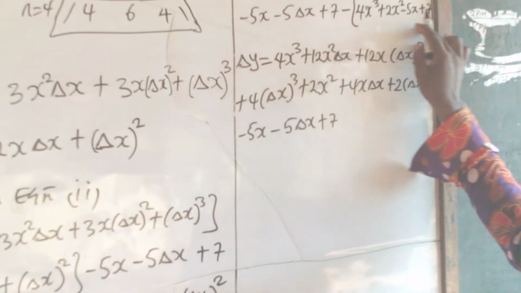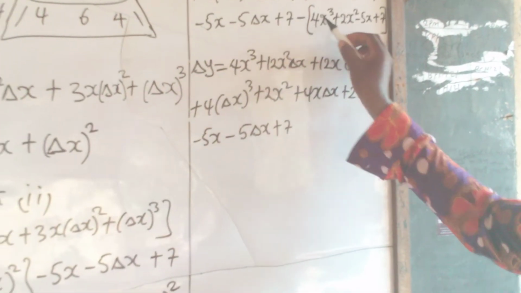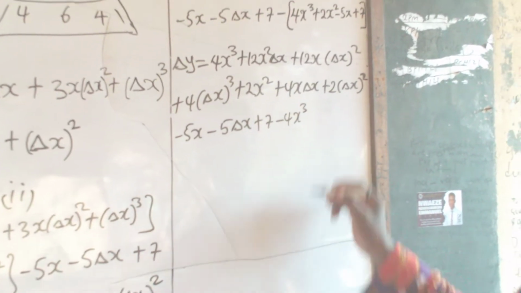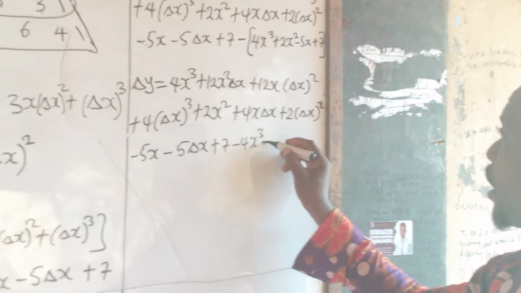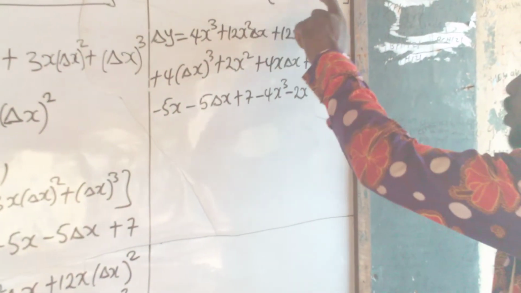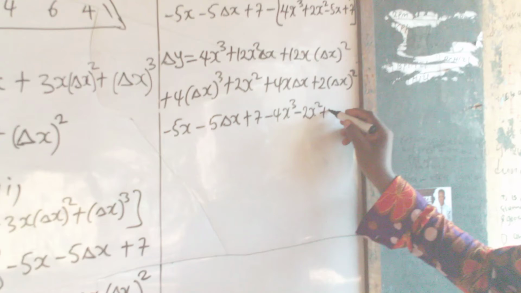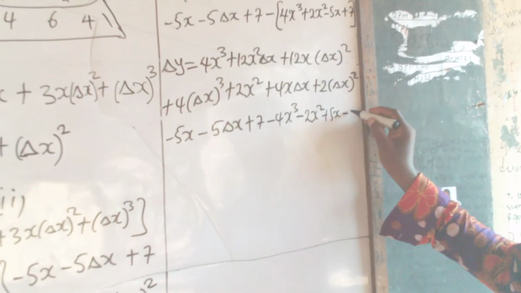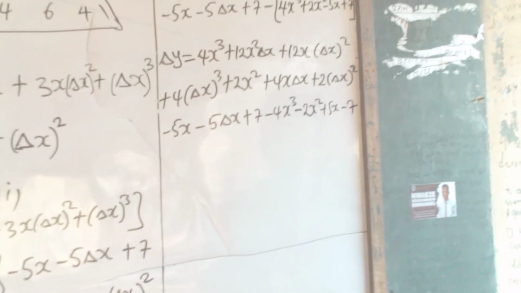So this minus will change all the signs here. So this will change this to minus 4s raised to the power 3. This will change this to what? Minus 2s squared. This will change this to plus 5s. This will change this to what? Minus 7. Then you are going to reduce.